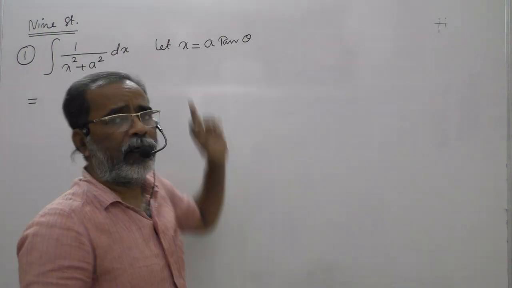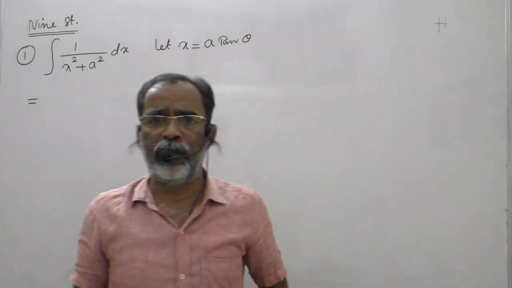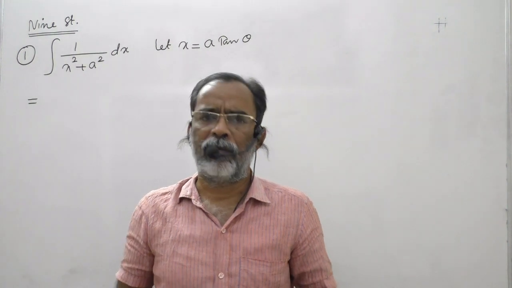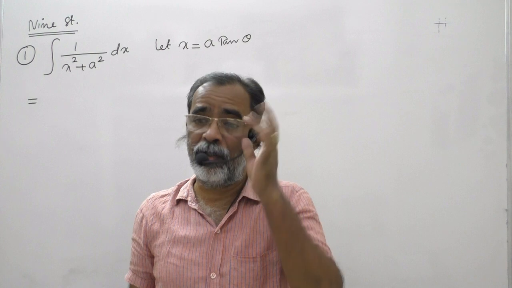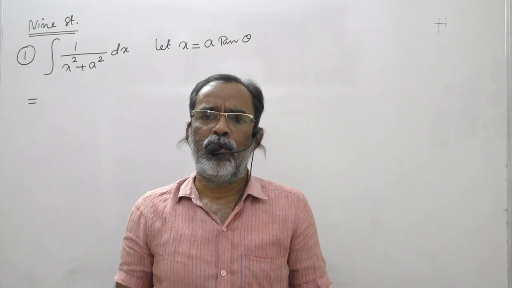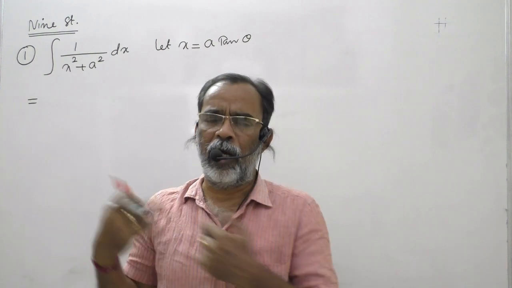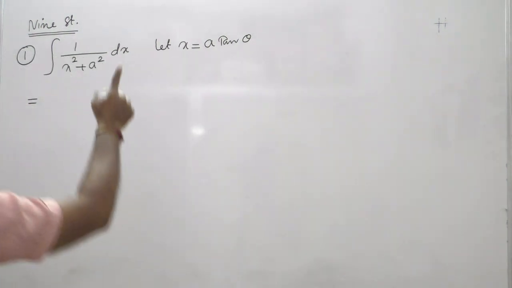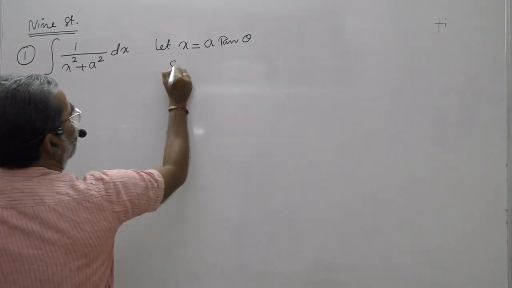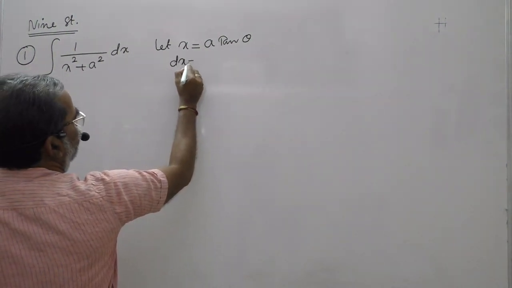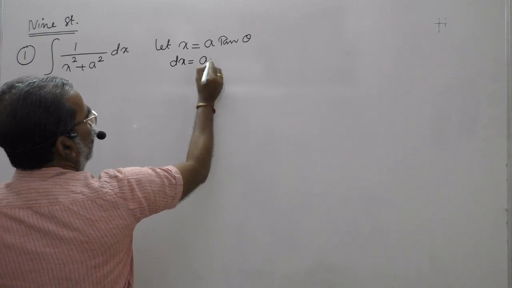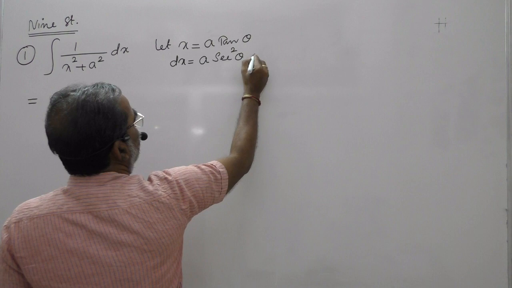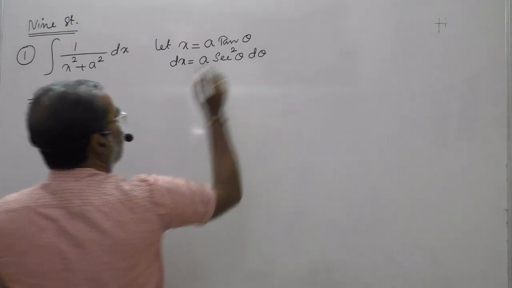Why have I taken this? When to take this substitution, when to take tan, when to take cot, sin, cos, etc.? There is a list in the textbooks. You go through that. Lastly, I will also explain that. Okay, I have taken this. Now differentiating this, dx is equal to a, the coefficient, into the derivative of tan, which is secant square theta d theta.